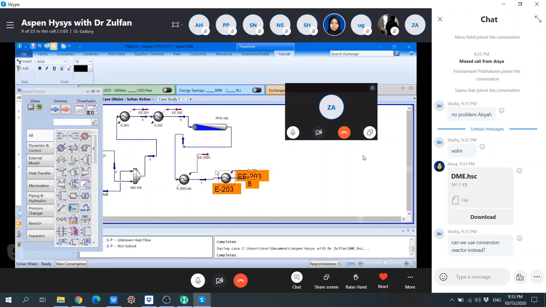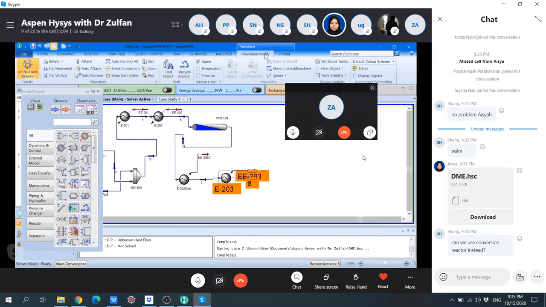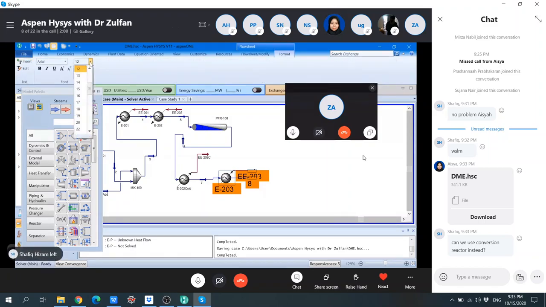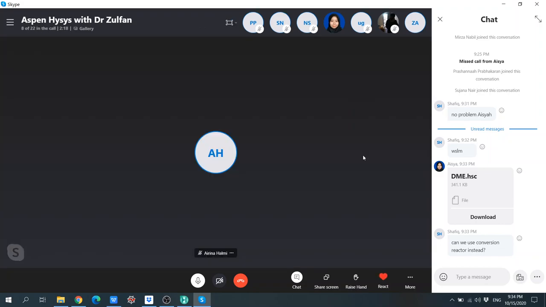There's a question from Shafiq: can we use a conversion reactor instead? Yes, why not? Depends. What we would like to have, or what we can use, strongly depends on what we want to do. What do we want to do in the end, for example?